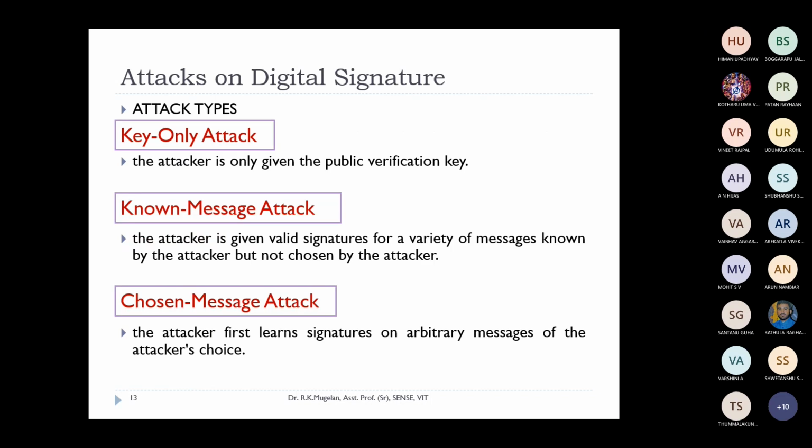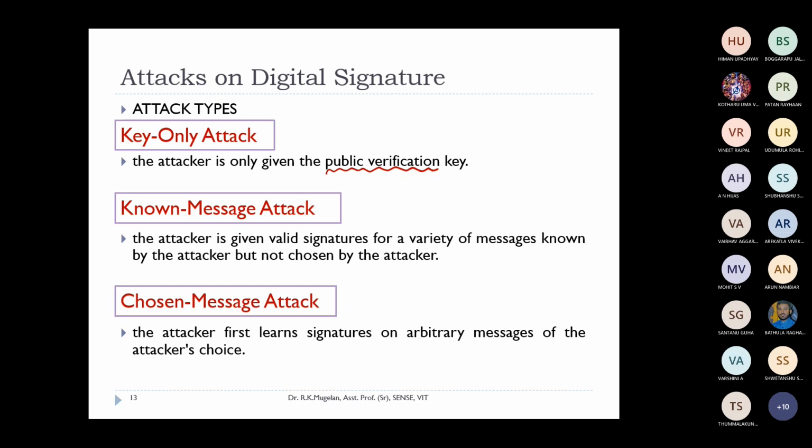Attacks can be classified under three categories: key only attack, known message attack, and chosen message attack. Key only attack means, as Arun said, sir, if anyone knows the public verification key, they can break the algorithm. This can be done if your algorithm is very weak or has weak mathematical loopholes. In those cases, they can make use of the public verification key to make the attack.